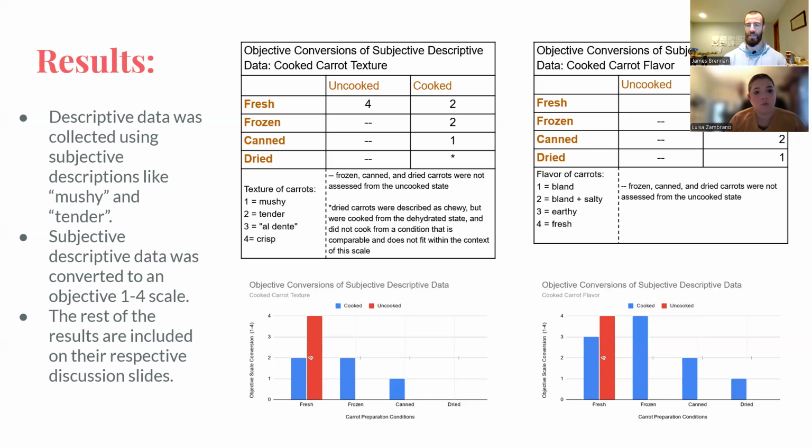And then in terms of flavor, the fresh was again the only one that was tested, and it had a flavor that was described as fresh. But then with the cooked state, the frozen one actually had the best flavor, as we could see from this table. Frozen had a flavor that was described as fresh, which was a 4, and then the actual fresh carrot was a 3, canned was 2, and dried was 1, which was described as bland.